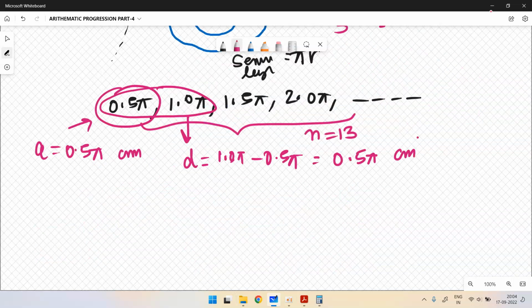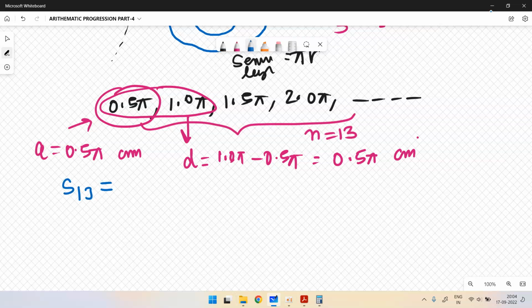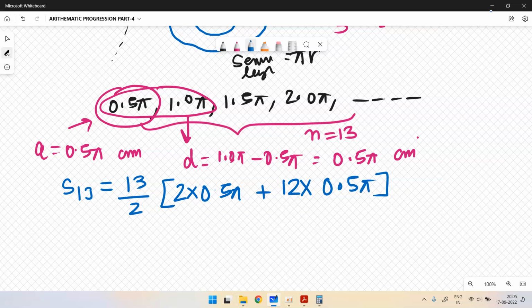So what you need to calculate is ultimately S of 13, the total length of the spiral of 13 consecutive semicircles. So S13 is n by 2, that is 13 by 2, into 2a, 2 into 0.5 pi, plus 13 minus 1, that is 12, into d, which is also 0.5 pi. So this is 0.5 pi plus 6 into 0.5, that is 3 pi.